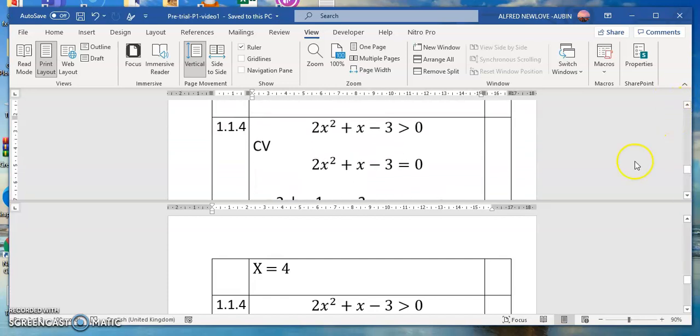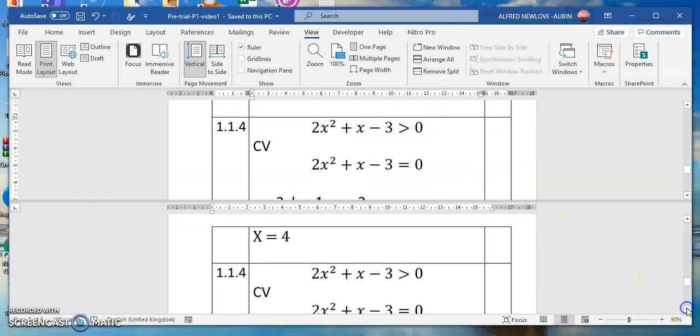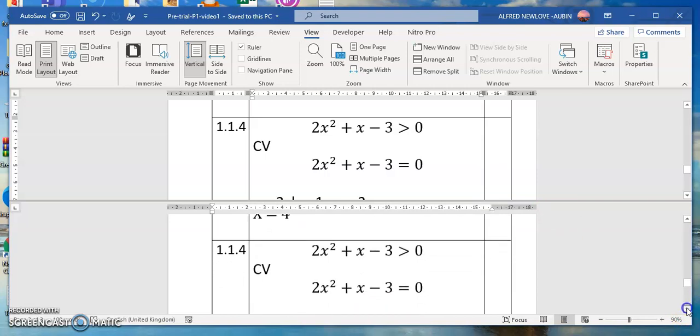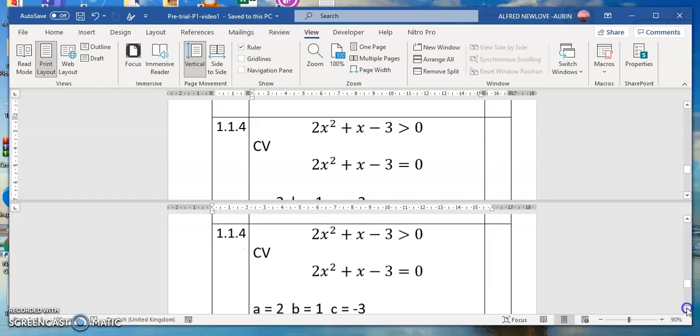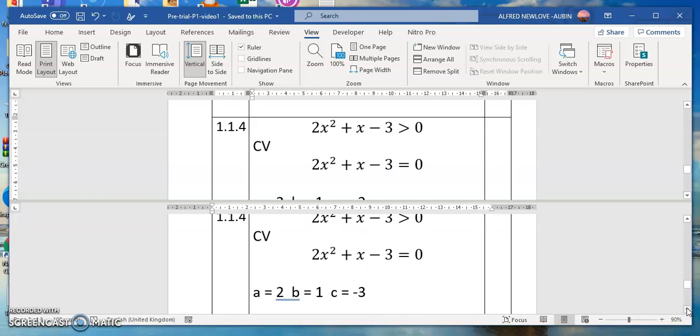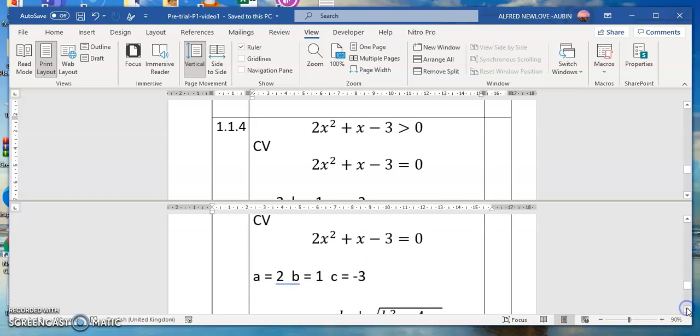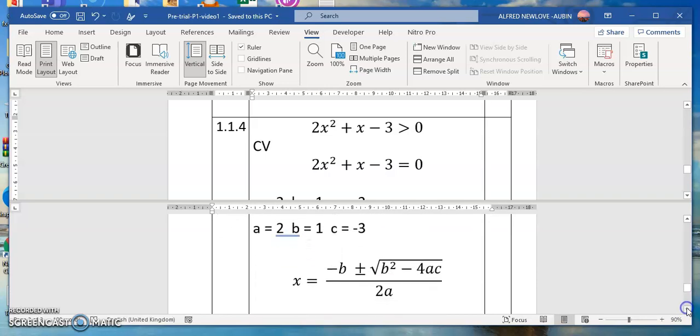Now, the question says we should solve for x. 2x squared plus x minus 3 is greater than 0. We need to find a critical value. So to find a critical value, you use the quadratic formula. Then you have your a, b, and c. Substitute it into the formula.